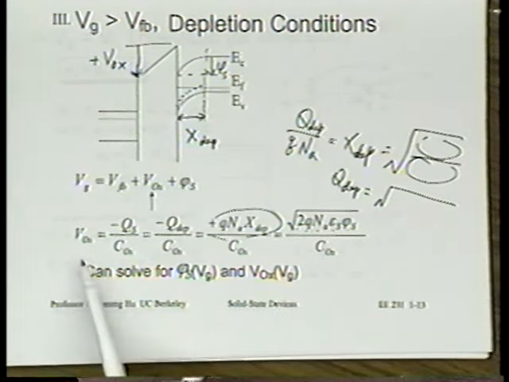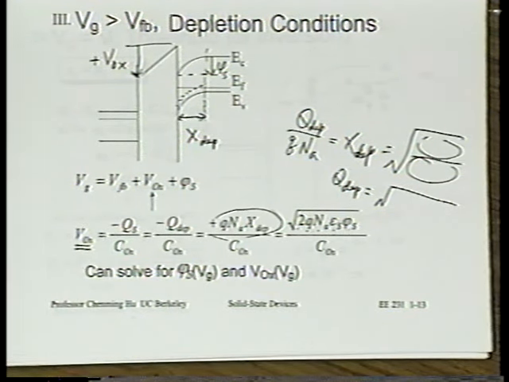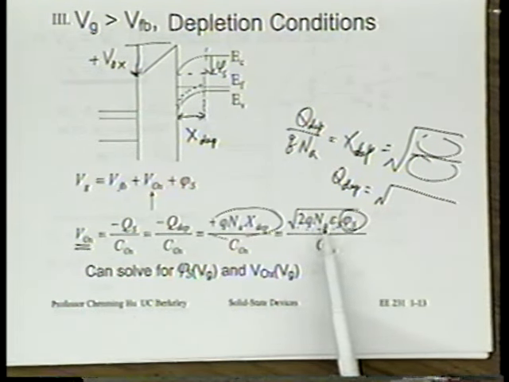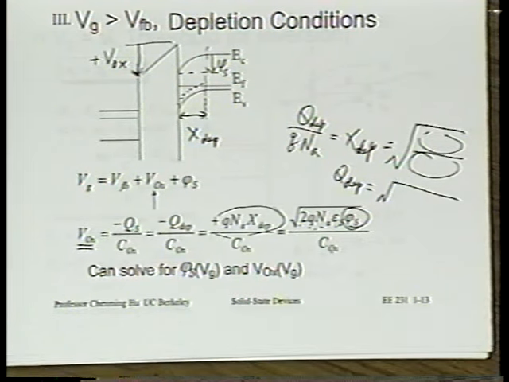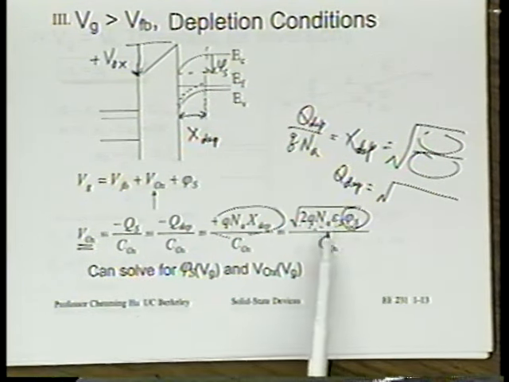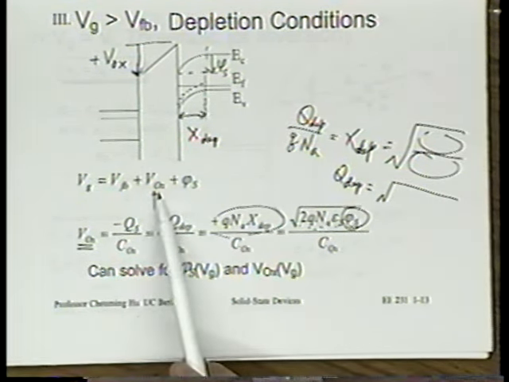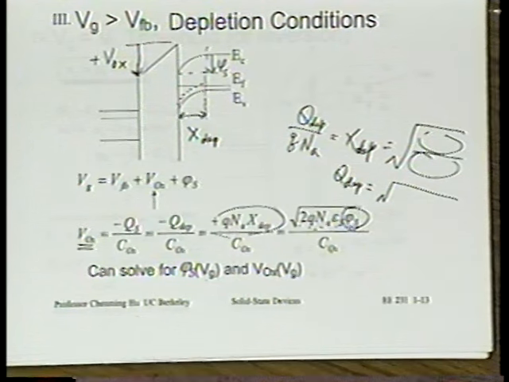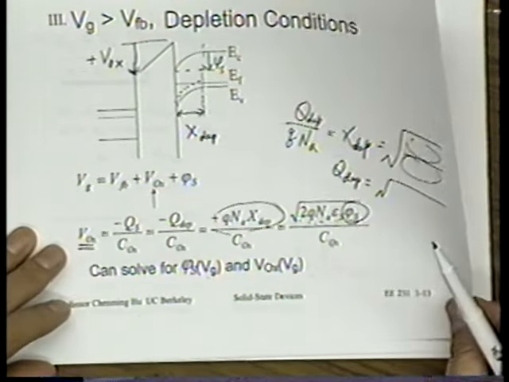So now we have expressed the Vox, the voltage drop in the oxide, in terms of phi S. Right? Phi S is the only unknown here. We already know the doping concentration. We assume we know the oxide capacitance. So now we substitute this Vox with this expression in terms of phi S, and then we can solve phi S as a function of Vg. Is that right? Yeah? And we can also solve Vox as a function of Vg, of course, and we can get everything we want after solving that equation. Any question about this? Okay, so this is how we model the depletion region.